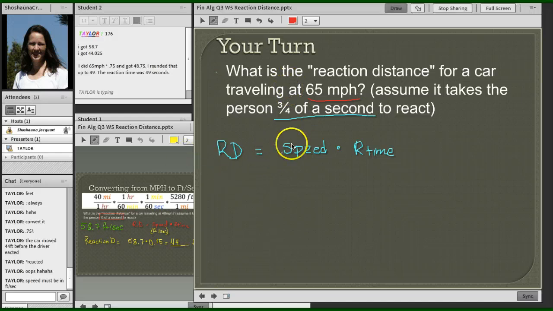Yeah, it must be in feet per second. You got it. So I'm just going to rewrite what you said here. And the reason why it has to be in feet per second is because this is also in seconds, so we want to match our stuff. So step one, find that speed in feet per second.